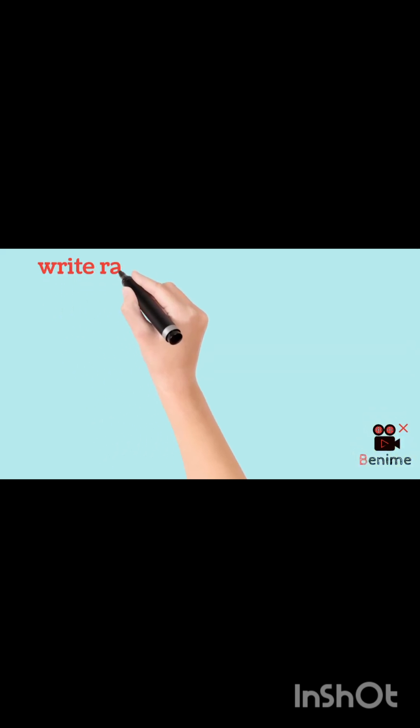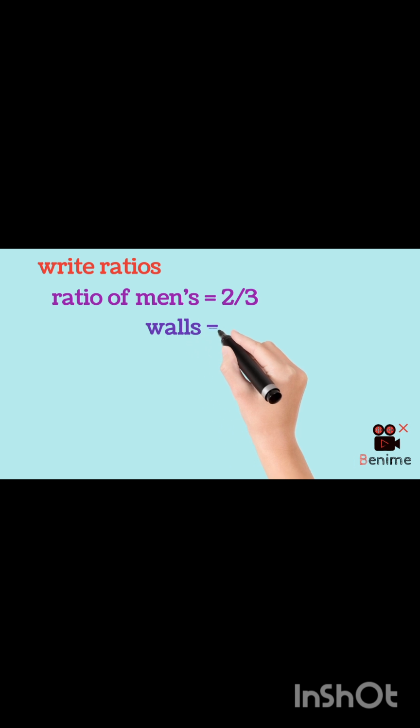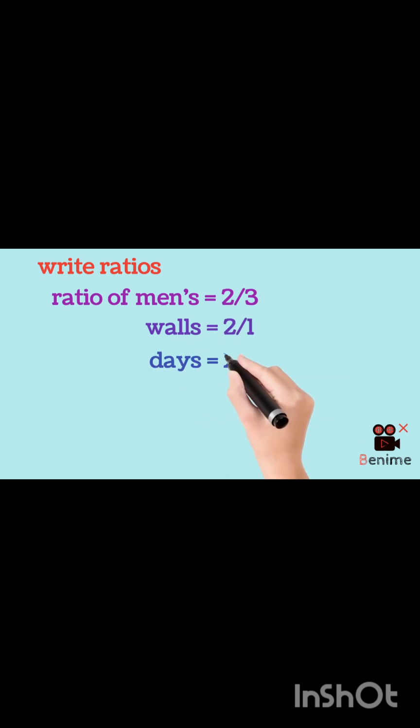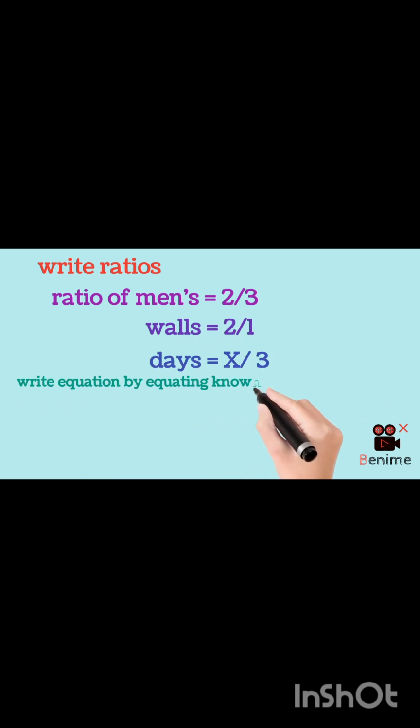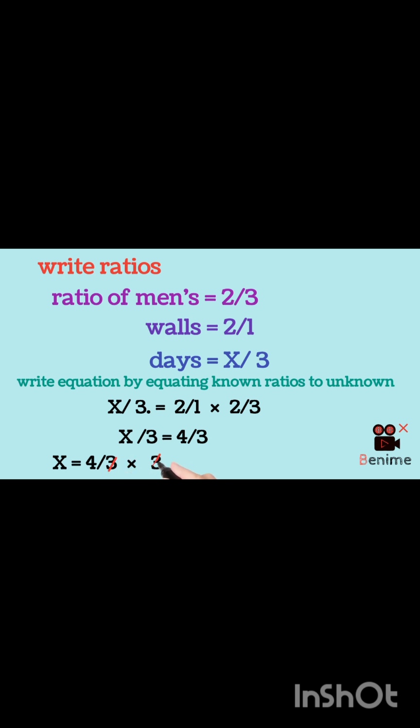Now write ratios of all 3 quantities. Then we compare these ratios as they are given in some proportion. For this purpose, write known ratios to one side and unknown ratio to the other side of equality. On simplification, we get x equals 4.